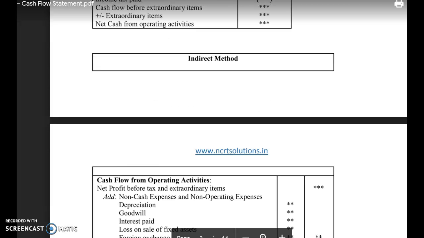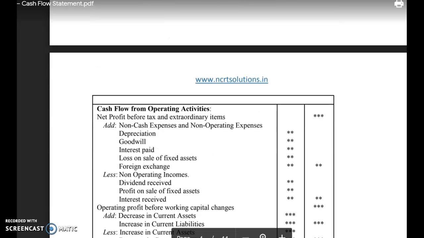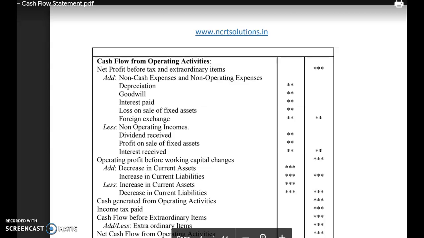Now under the indirect method, as I shared with you, we have to calculate and understand three types of activities, that is operating activities, investing activities and financing activities. Now we will calculate step by step cash inflows or outflows from operating activities. Inflow here means that when the cash is coming in, and outflow when there is outflowing of cash.